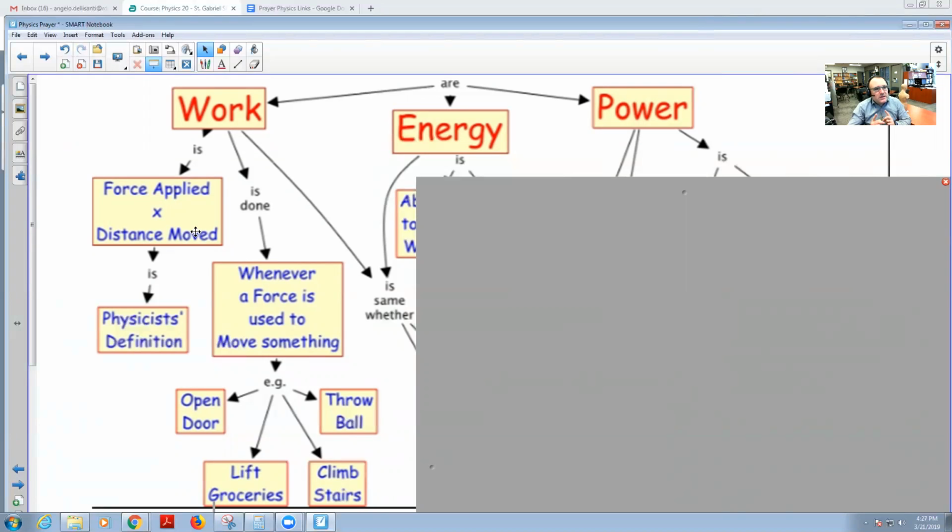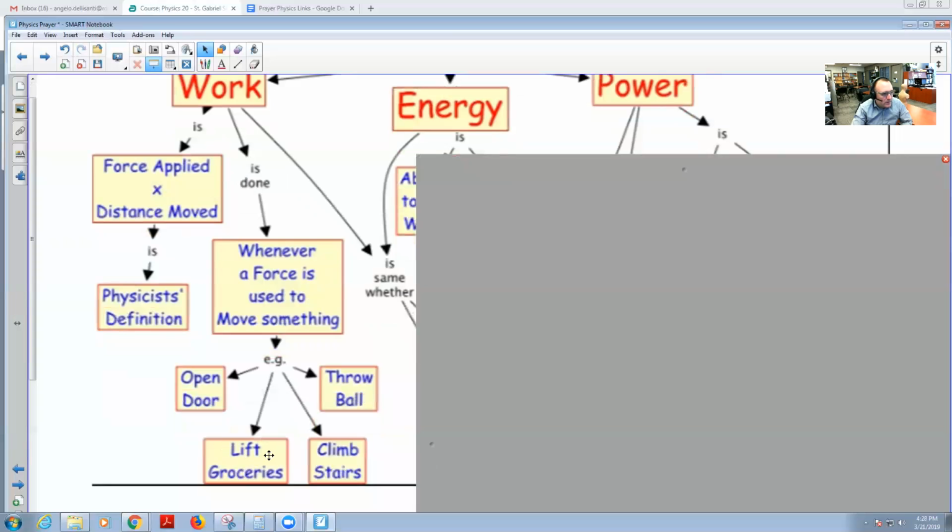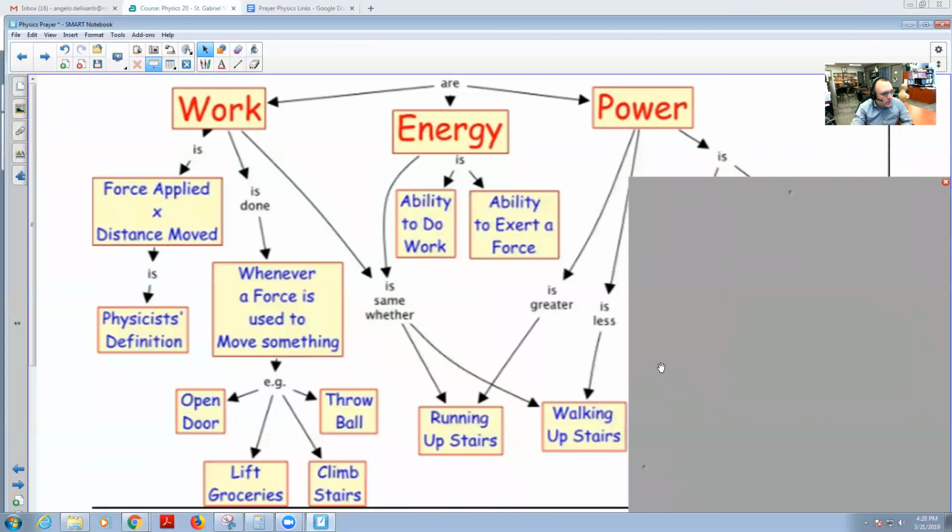Displacement means distance moved, and whenever a force is used to move something, it could be opening doors, throwing a ball, just jumping up and down, climbing stairs, and so forth, lifting groceries, as they say here. As for energy, you could see it as the ability to do work. You need the energy that you consume, the chemical energy that you get from food, and that will help you transfer that energy into another form.